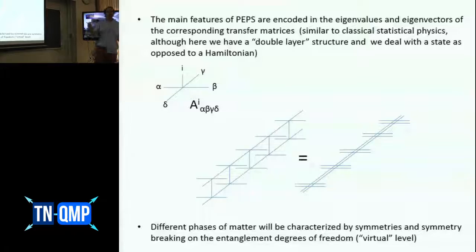for understanding the algebraic structure of tensor networks that describe topological phases of matter. So are there any questions about this first part?